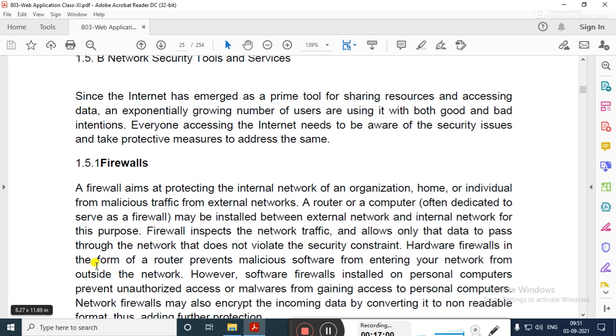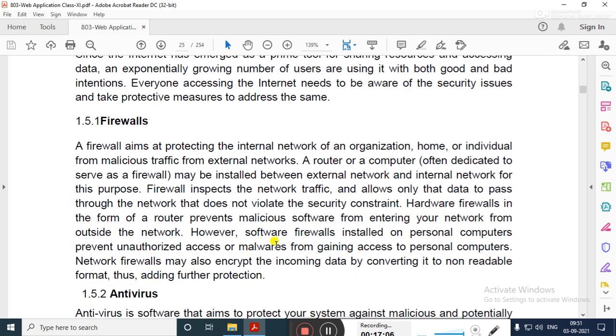Hardware firewalls in the form of a router prevent malicious software from entering your network from the outside. However, software firewalls installed on personal computers prevent unauthorized access or malware from gaining access to personal computers. This is the basic function of a firewall. Network firewalls may also encrypt the incoming data by converting it into a non-readable format, thus adding further protection.